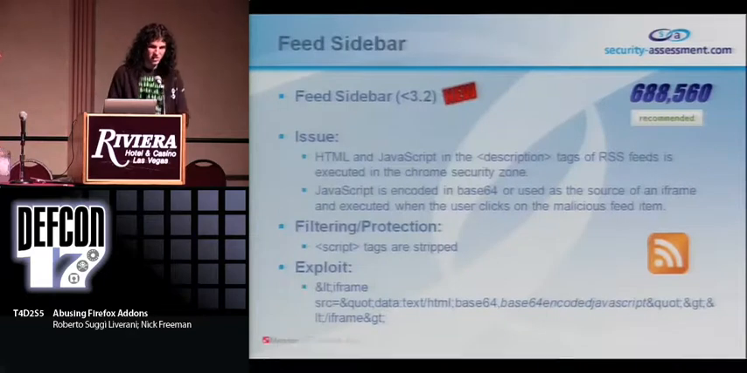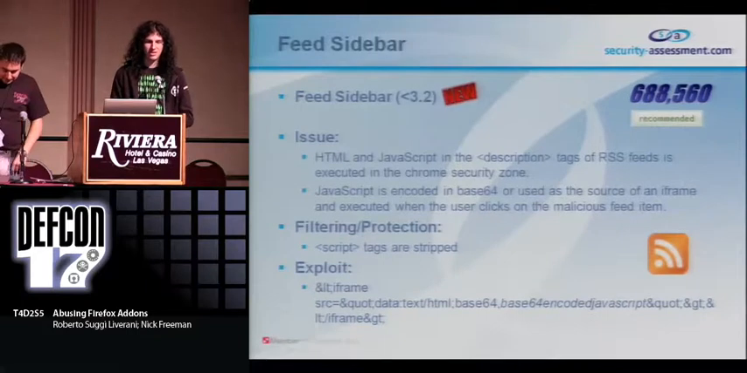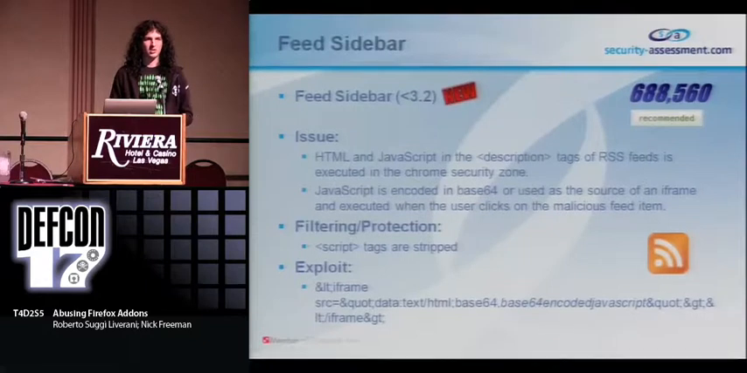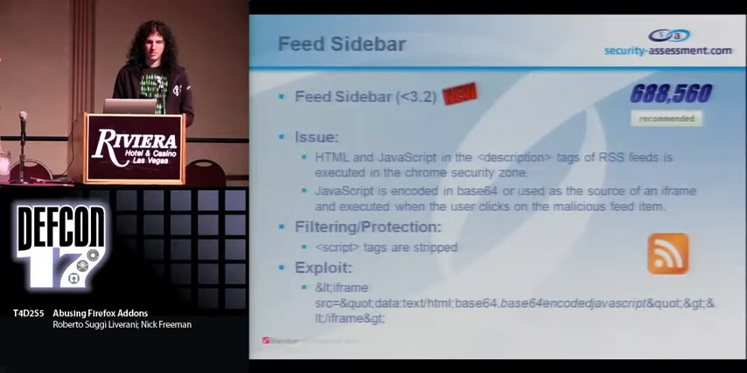Okay. Next up is Feed Sidebar, another extension recommended by AMO, with about 680,000 downloads. In this case, any JavaScript or HTML in the description tags of an RSS feed will be rendered in the Chrome context. The developer decided that script tags were a really bad idea, so those were stripped out. So we used an iframe and base64 encoded the payload.